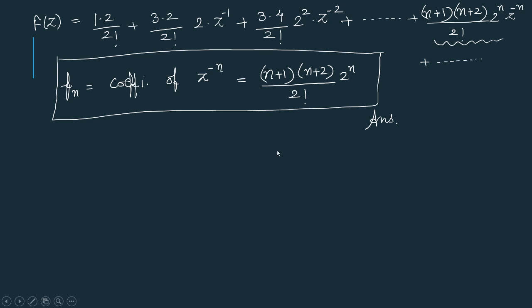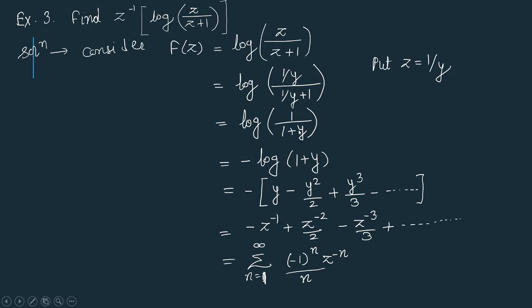In this way, we solve the problems by binomial expansion method. Now third problem, find Z inverse of log of z upon z plus 1. Now we solve this by power series method. Now here by substituting z equal to 1 by y, therefore we substitute here values, simplify the terms, and then this is minus log of 1 plus y, that means this value is log of 1 plus y to the power minus 1, we write down in this form.